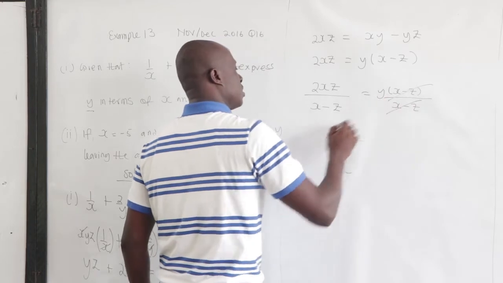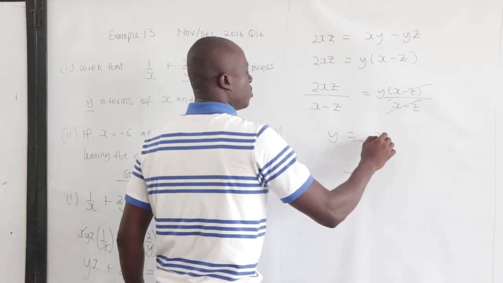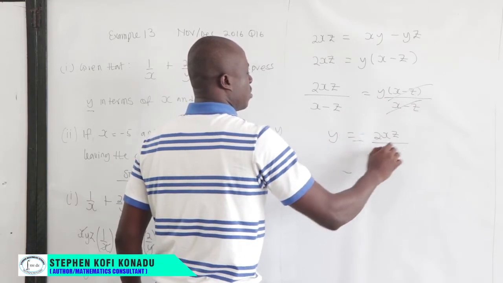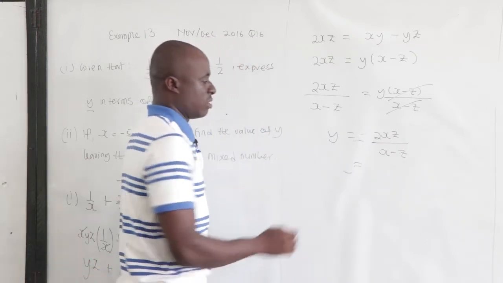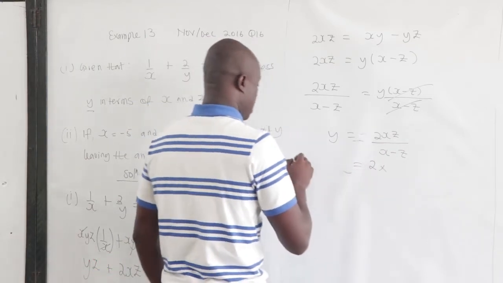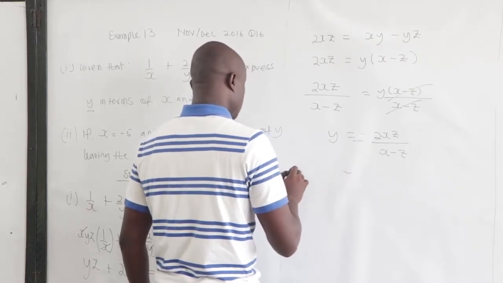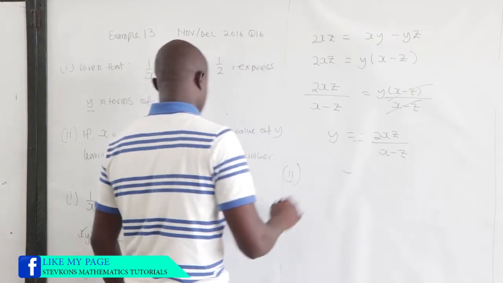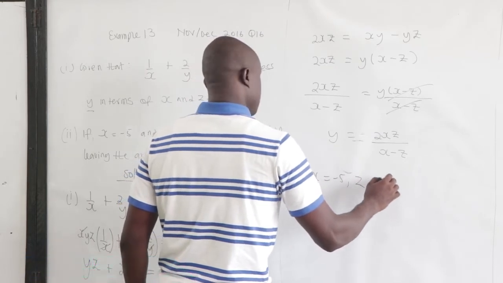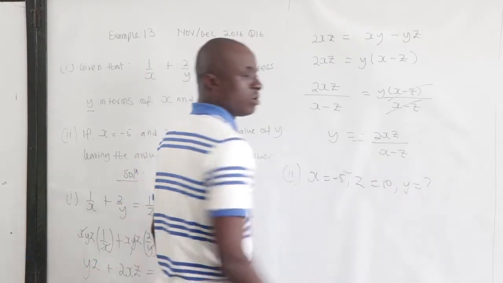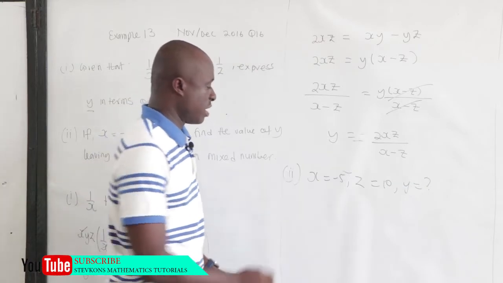Now this is cancelling others. So you have y equal to 2xz all over x minus z. Now what is x? The second one, our x is negative 5, z is 10. We want to find y. What do we do? We substitute over here.